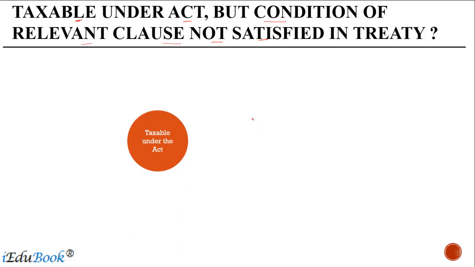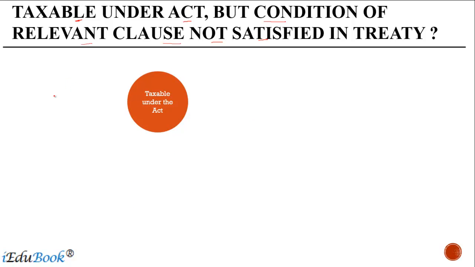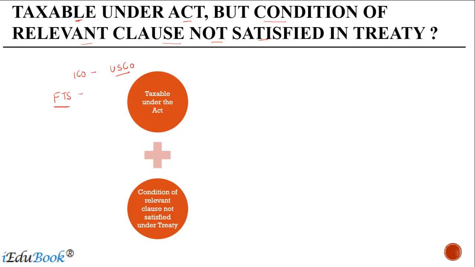One of the most common examples I can give you is, let's say there is a fee for technical services which is paid by an Indian company to a US company. The payment qualifies as FTS under the Income Tax Act and therefore it is taxable in India. But when I go to the relevant clause in the India-US treaty, it says that unless and until the service makes available, and of course the meaning of this "make available" is given in the treaty itself, even if it qualifies as an FTS, it is not going to be taxable in India, right?